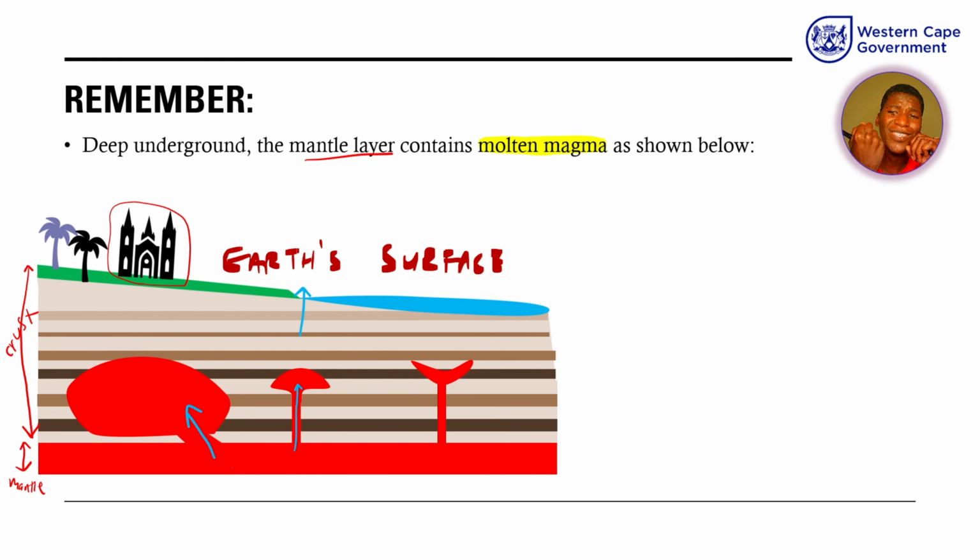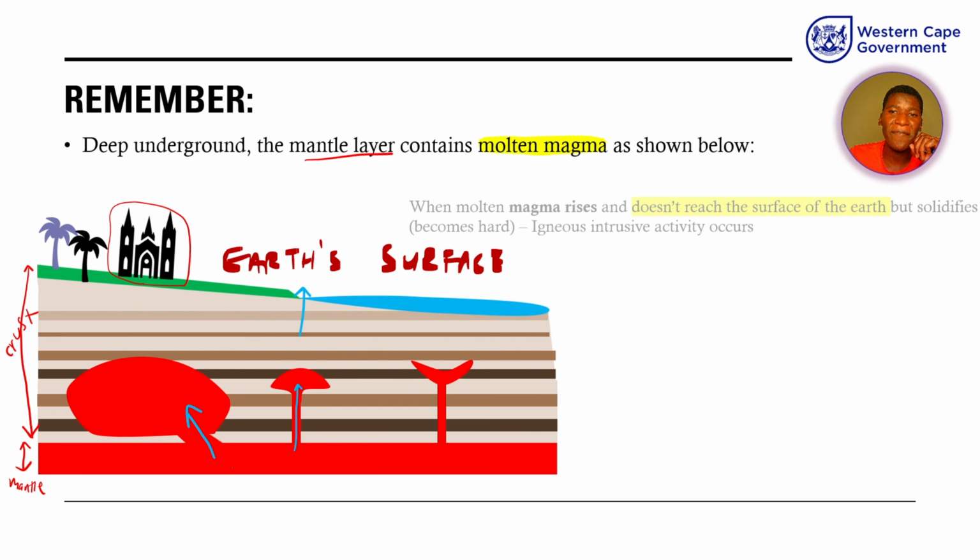Remember, it becomes a solid. Okay, so when it becomes a solid beneath the Earth's surface, because it was not able to reach the top where we are at the ground, that's where we talk about igneous intrusive activity. So when molten magma rises but does not reach the Earth's surface, it solidifies or it becomes hard.